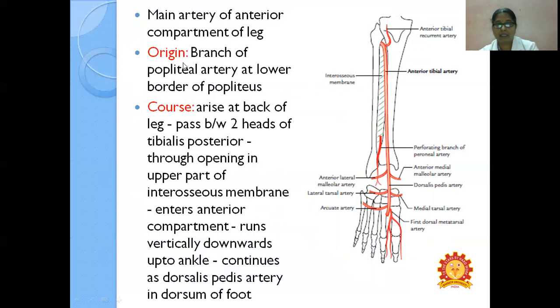So origin: it is a continuation or a branch of the popliteal artery at the lower border of the popliteus. So what is its course? It arises at the back of the leg, passes between the two heads of the tibialis posterior, then through the opening in the upper part of the interosseous membrane, enters the anterior compartment and runs downwards up to the ankle. And in the dorsum of the foot, what happens? It continues as the dorsalis pedis artery.